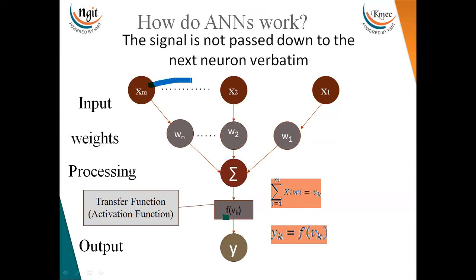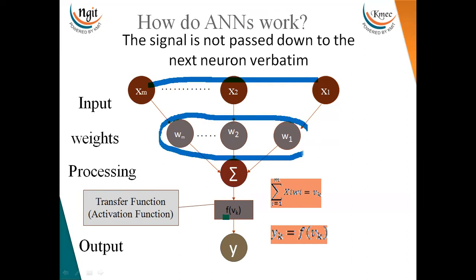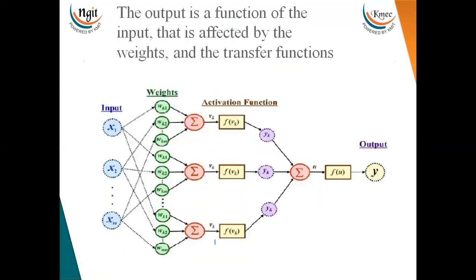So that F is indicating the transfer function or the activation function. It means the user will give an input data set. You will assign some weights, multiply them, add them, then apply your activation function and generate the output. Okay. So the same is indicated here layer wise.